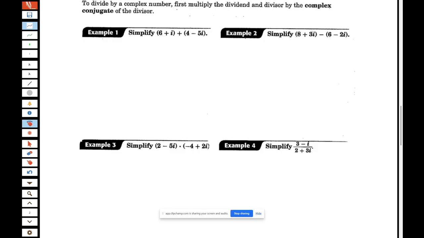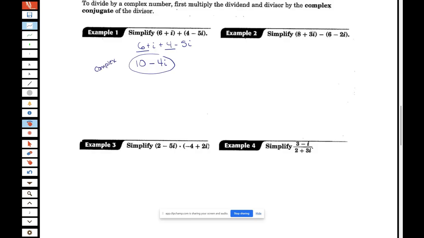All right, so we're going to simplify 6 plus i plus 4 minus 5i. So we're just going to combine like terms. Get rid of those parentheses. 6 plus 4 is 10. Oh, wait a minute. We're going to have a negative because we have a positive 1i and a negative 5i. That's negative 4i.